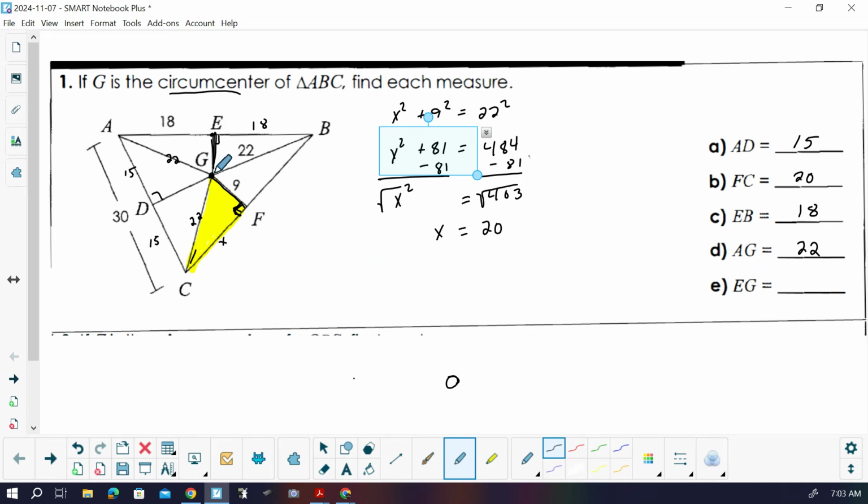EG. EG is this one right here. So now we need to do another right triangle. So let's go back here. I'm going to highlight a different right triangle. And let's do this one right here. Because I have two of the sides of that. I could have done the one on this side as well.